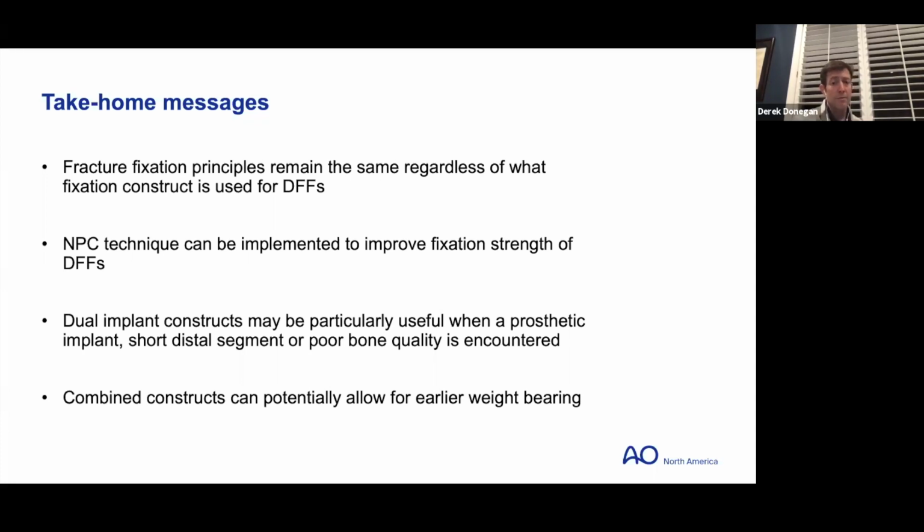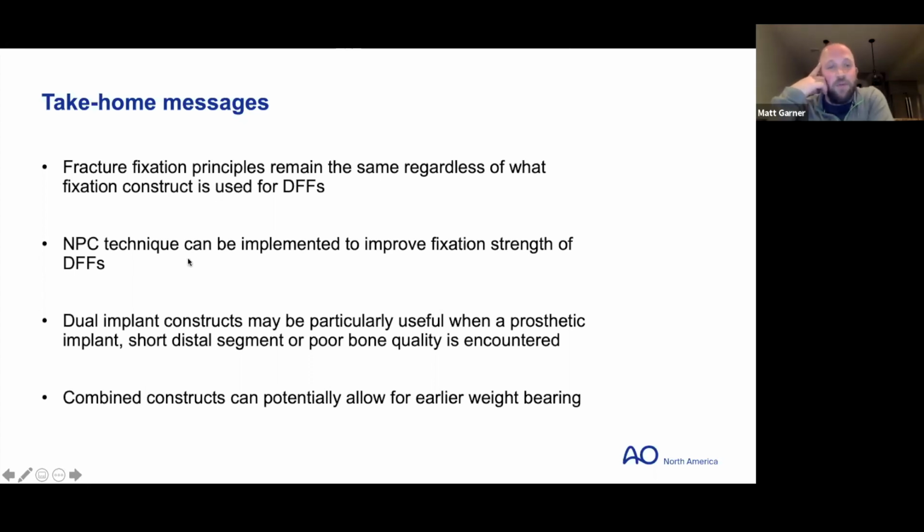Dual implant constructs are also very beneficial, especially in periprosthetic fractures in that short segment. John did a really nice biomechanical study showing that the dual implant construct from a dual plate perspective is an extremely stable construct. And combined constructs in general allow for the potential of earlier weight bearing. As we see more and more of these in the geriatric population, that is going to be critically important. And so with that, I would like to open up to Matt and John for any other take-home messages, comments or thoughts, and then any questions that we might not have gotten to, or could get to now.